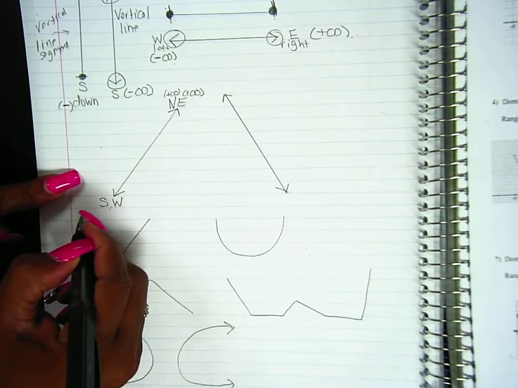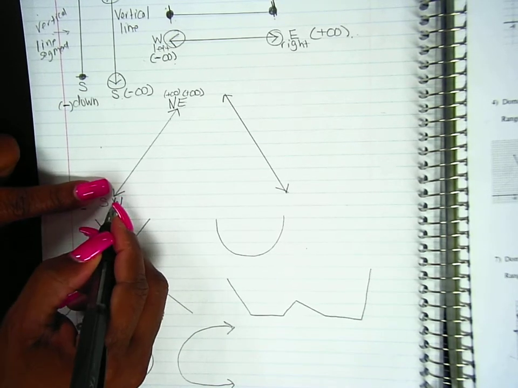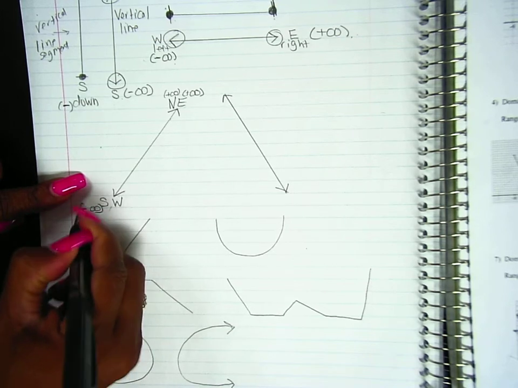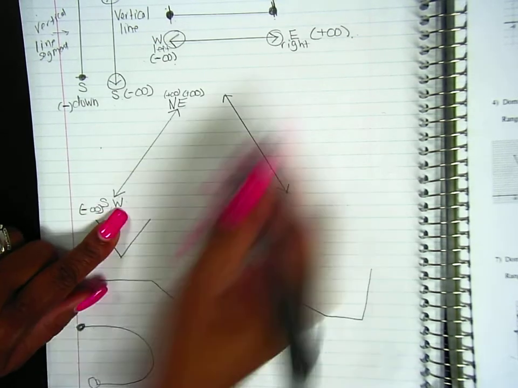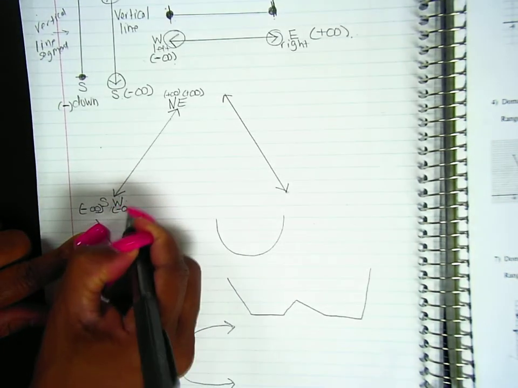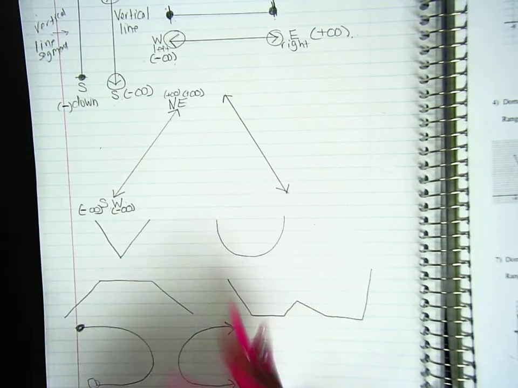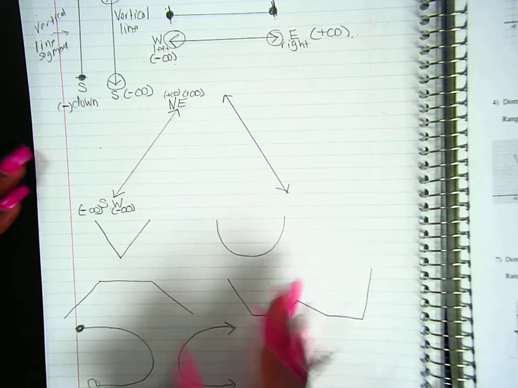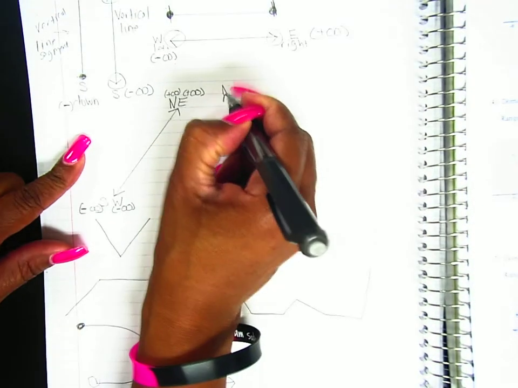Since that's an arrow, that means it has no boundary. It keeps going on and on. So it's going to approach negative infinity. The west is also approaching negative infinity. Okay? I just sort of want you guys to understand this. Here, this here is going northwest.